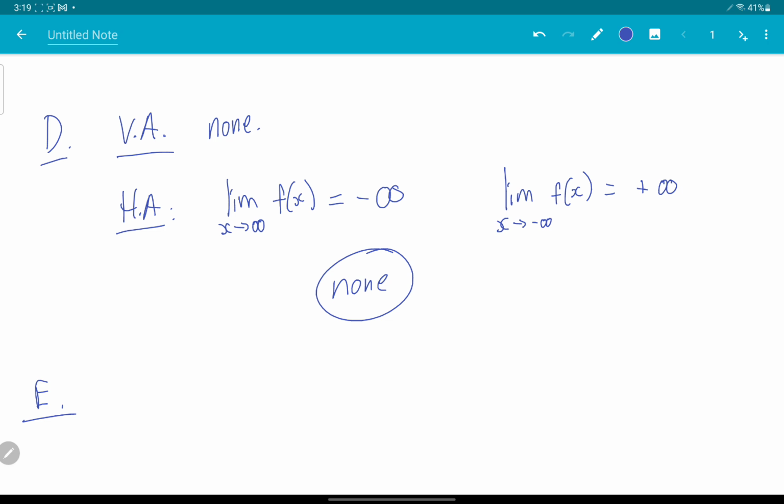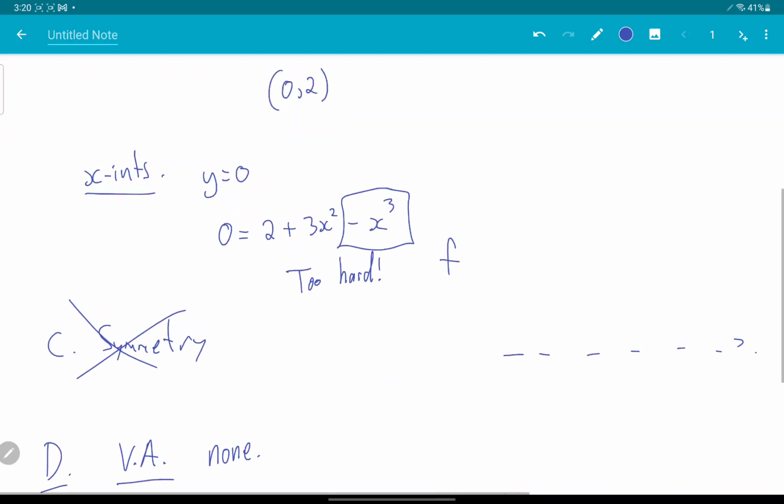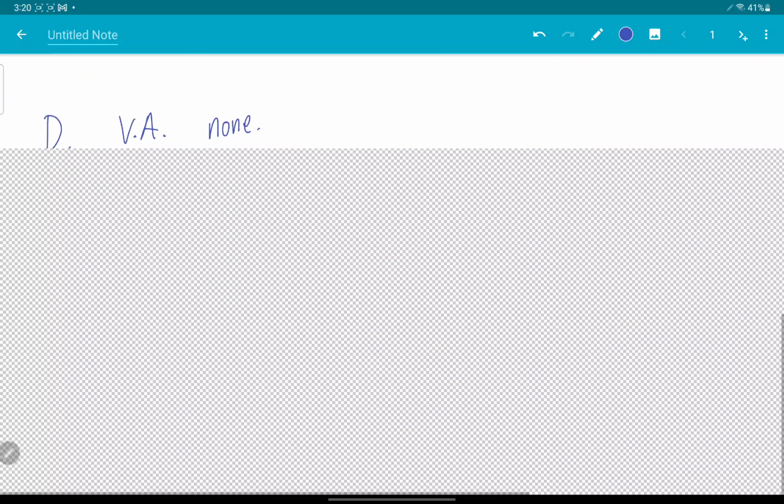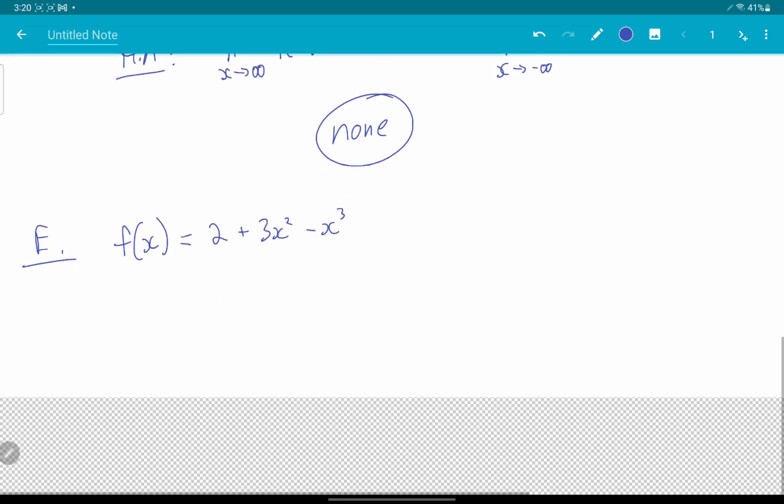So we're going to look at the first derivative of our function. Let's write it down again here. What is that function again? 2 plus 3x squared minus x cubed. So we'll look at our function, we'll look at its derivative. When the derivative is positive, that means increasing. When the derivative is negative, that means decreasing.